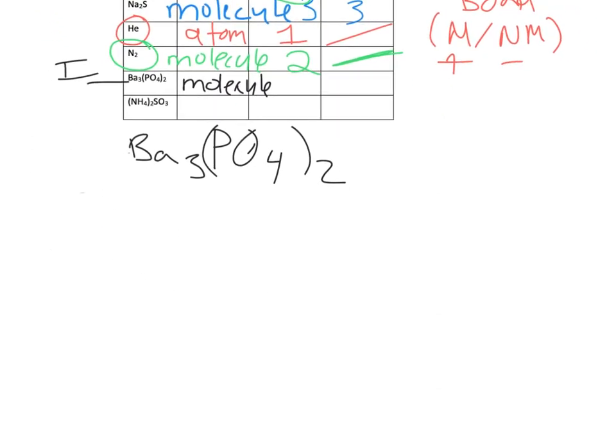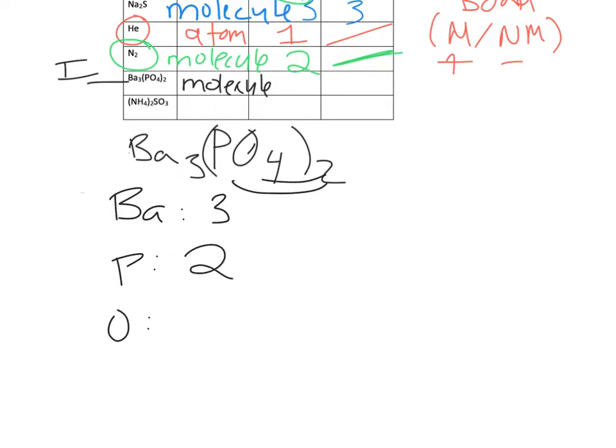And if they're asking for atoms, it breaks down by element. So we have barium, phosphorus, and oxygen. We have 3 bariums. If we distribute that outer 2, we have 2 phosphorus and 8 oxygens. So we have a total of 13 atoms.